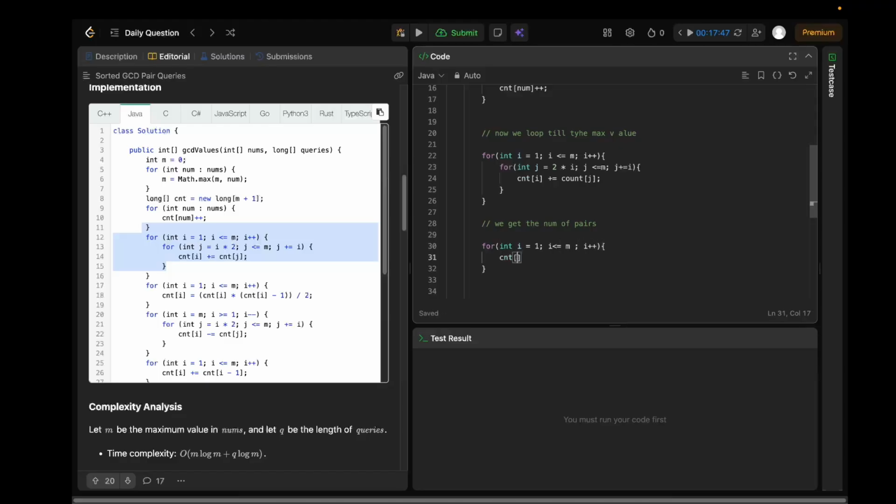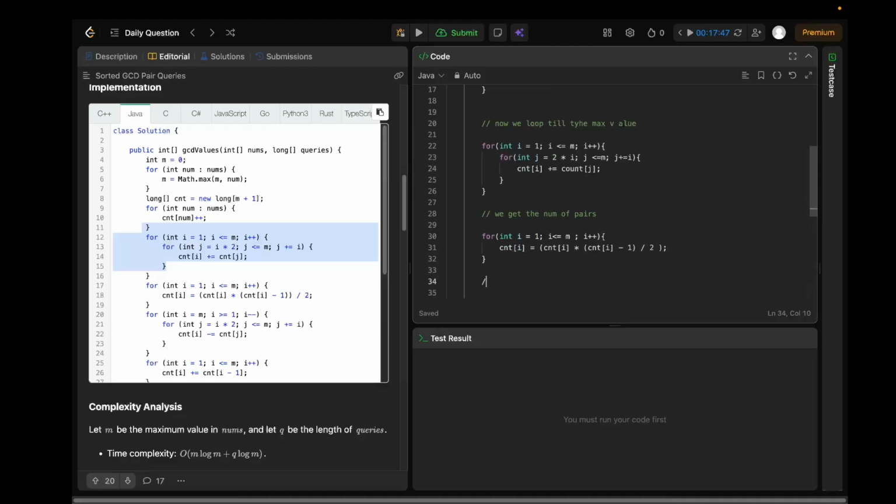Count[i] equals the number of pairs. How do you find the number of pairs? It is n * (n - 1) / 2, so count[i] * (count[i] - 1) / 2, right? And then once we have the number of pairs, we remove duplicates by traversing backward, right?